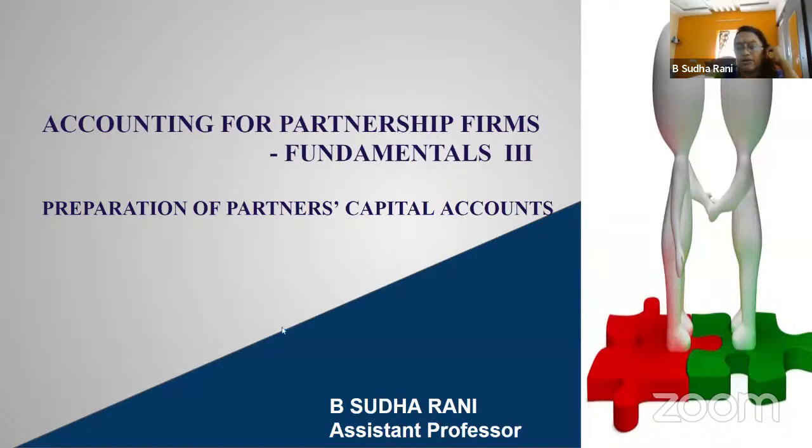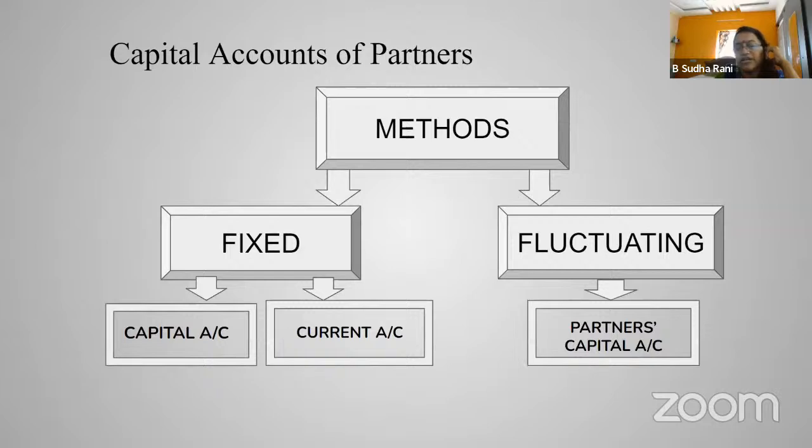Preparation of partners capital accounts. Here, capital accounts of partners are prepared under two methods: fixed capital method and fluctuating capital method. Under fluctuating capital, only one capital account of partners will be opened, and everything will be shown there, just like what we did now along with the profit and loss appropriation account. The second one is fixed capital method.